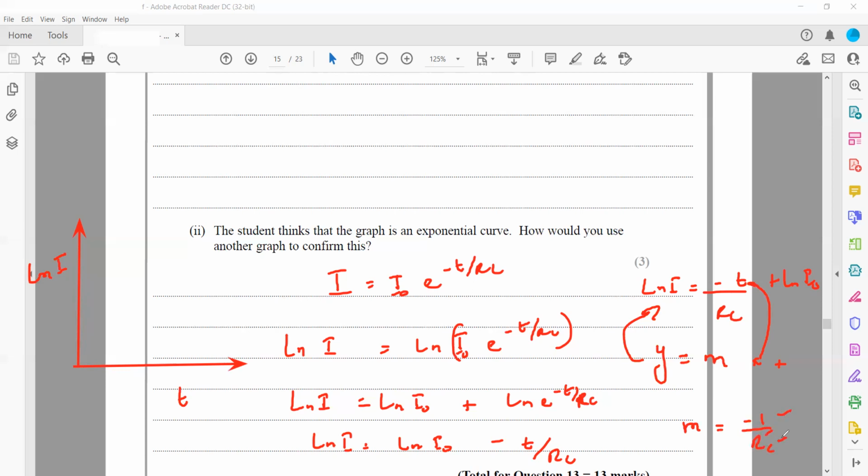1 is constant, R is constant, and C is constant. It means it will be a straight line with a negative gradient, and it won't start at the origin, because there is also a y-intercept. As you can see, ln I naught is added there, so the y-intercept is present. So whenever we want to show that a graph is exponential, then for the same quantities, we will plot a graph for the logarithm, and it should be a straight line. Is this question clear?